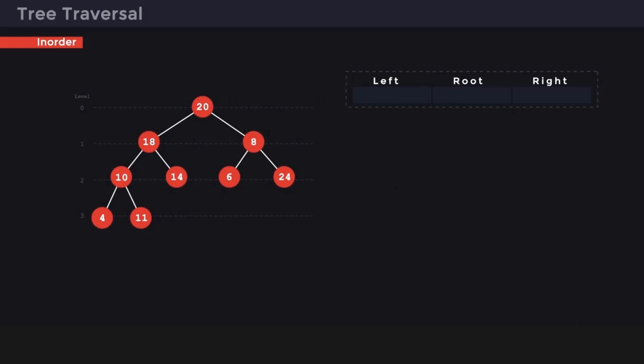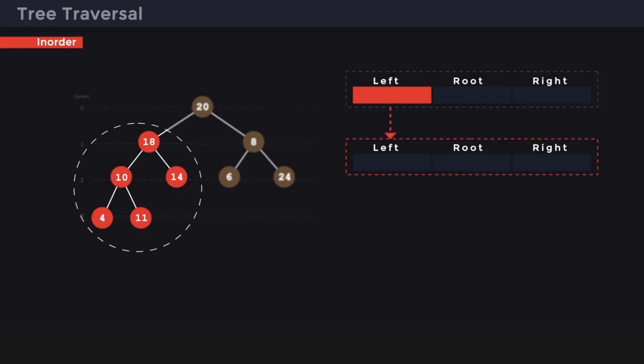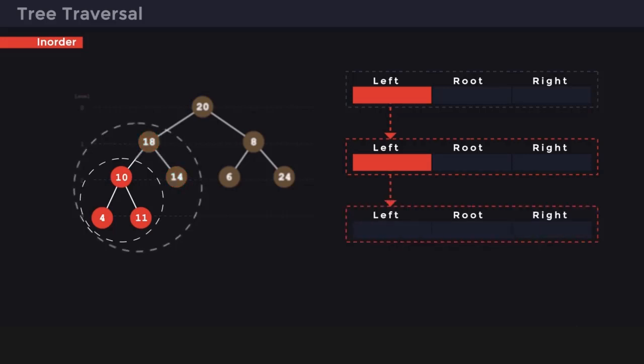Let's suppose we're given this tree. Initially, we must visit left node, but we have a subtree on the left side, so continue until you find the first left node. Again, we have a left subtree, but now we have reached the first left node. Put the node with the value of 4 into the left list, and then put root node with the value of 10 into the root list, and finally put the node with the value of 11 into the right list.